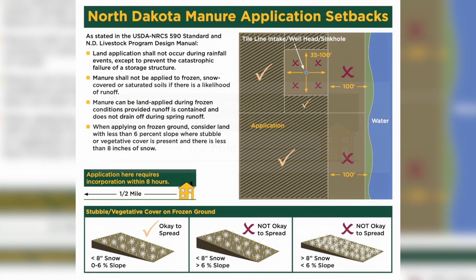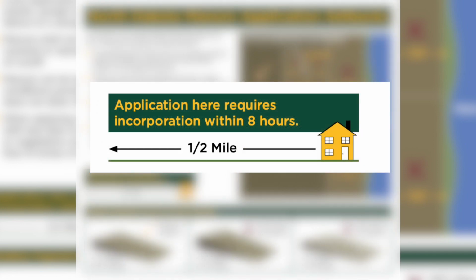When applying manure within a half mile of an occupied residence, a building, or a public area other than the landowner's residence, manure must be incorporated within 8 hours of application. While it is not the responsibility of the manure applicator, it is a good thing to remind your client about.